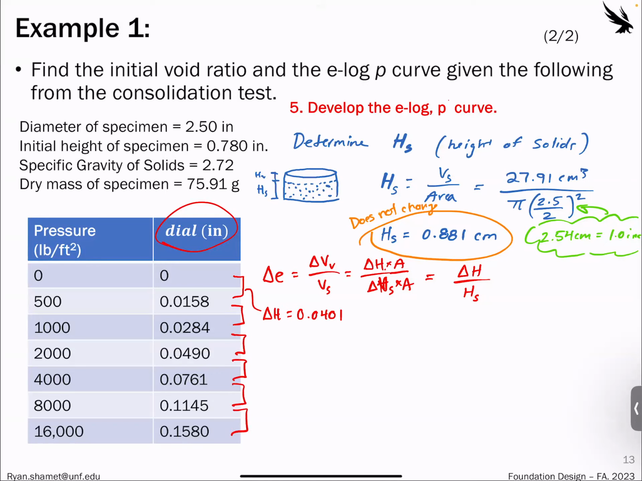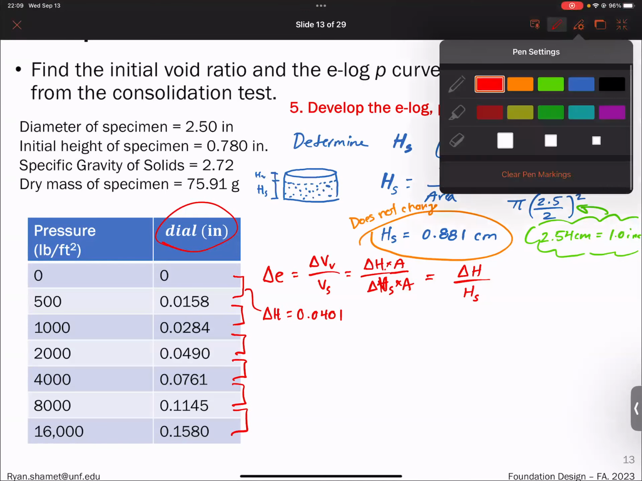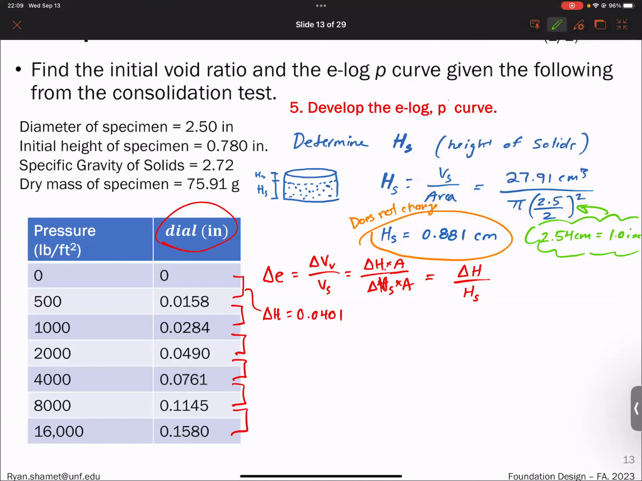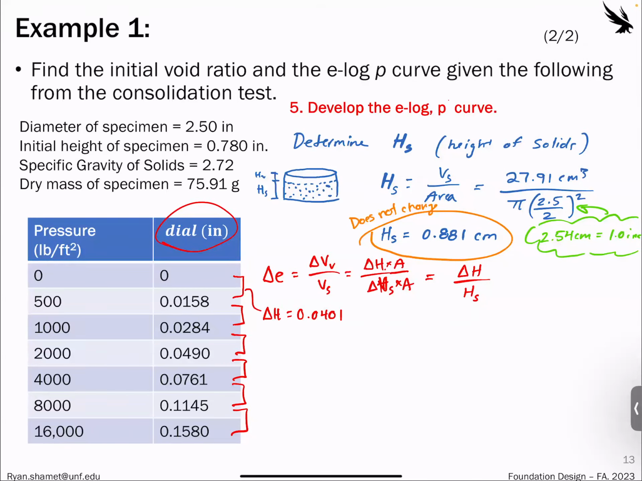When we have our change in height, we can find our change in void ratio by plugging that in and keeping the volume of solid, or height of solid, constant. So the change in void ratio in this first case, I'll just put this as 1, is going to be 0.0401 centimeters divided by our height of solids, which is 0.881 centimeters. So this is going to lock in here, and our change of void ratio is going to be 0.046. So that's for our first step.